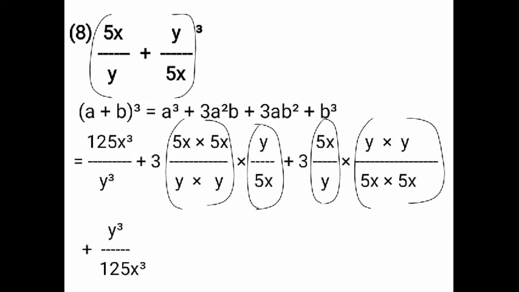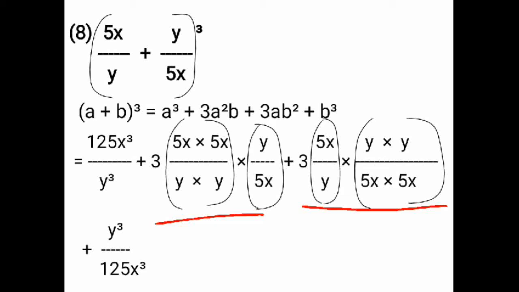That is 125 x cube upon y cube plus 3 into 5x upon y into 5x upon y into y upon 5x plus 3 into 5x upon y into y upon 5x into y upon 5x plus y cube upon 125 x cube. This part I already solved, a cube and b cube. You have to write this again as it is for next step also.